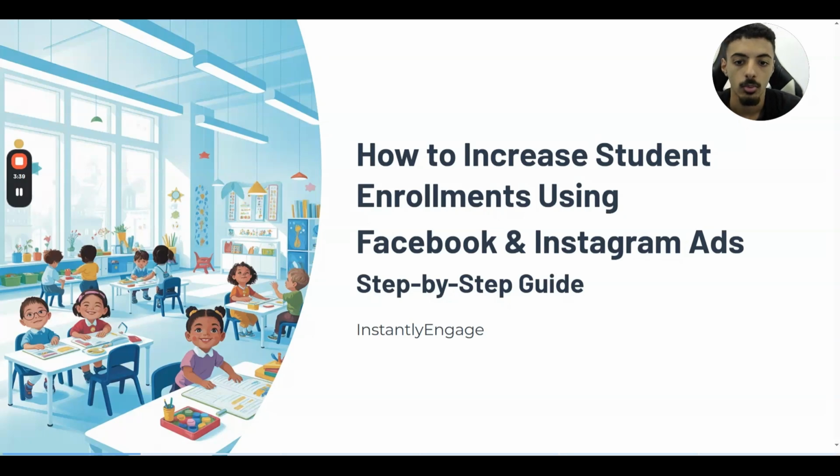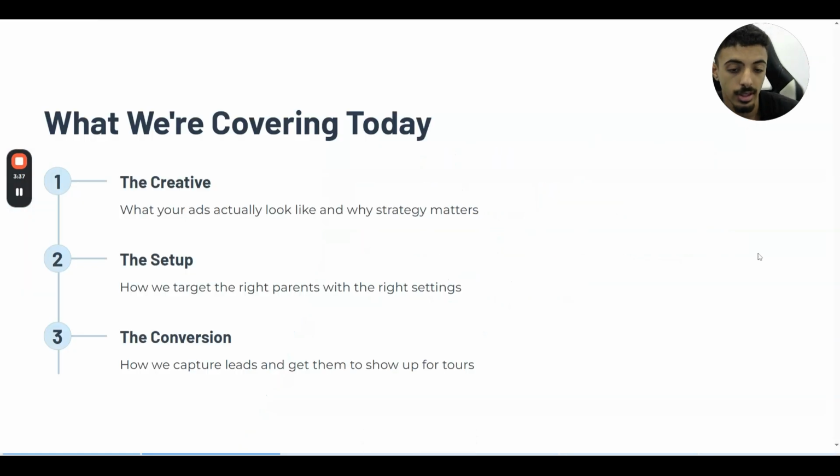So we're gonna cover three main things in this video, right? First one is the creative. The creative is pretty much what your ad looks like and the strategy behind them. Second thing is the setup. So the setup is how you can target the right parents in the right locations with the right settings. And then thirdly is the conversion. So the conversion is essentially how you turn a lead into a tour booking, how you get them to show up for a tour and to enroll with your school.